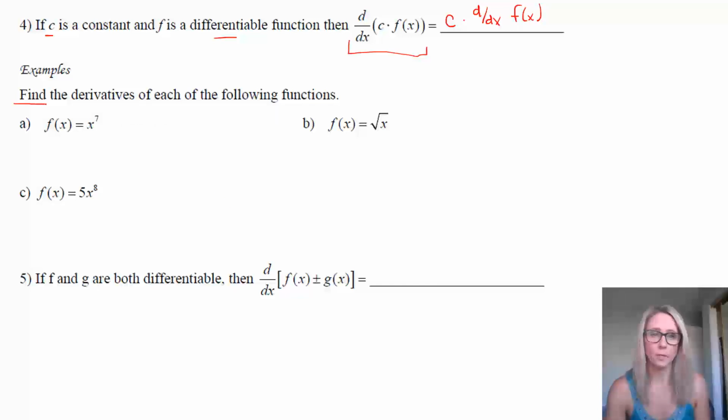So there's some examples here. Find the derivatives of each of the following functions. So you are totally welcome to pause, see if you can find the derivatives using this power rule, and then come back and see if you got them right. So for the first one, it is very basic power rule. We're going to bring down that 7. We're going to have x. We're going to subtract 1 from the exponent. You do not have to write that every step. This is a more basic derivative, so you're welcome to just go right to the answer.